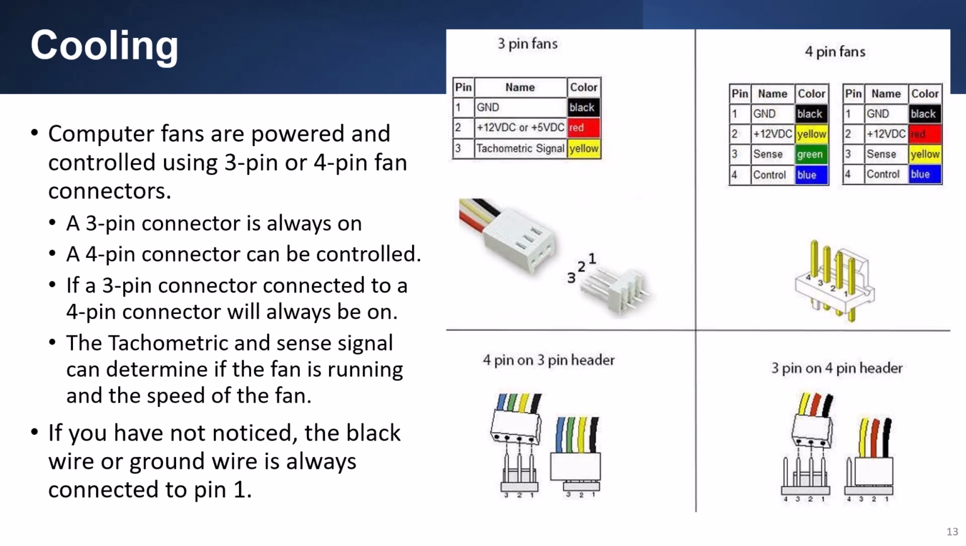Computer fans are powered and controlled using a 3-pin or 4-pin fan connector. A 3-pin connector is always on, while the 4-pin connector can be controlled and turned on only when it is needed or to adjust the speed of the fan. The 3-pin and 4-pin connectors also have a tachometric or sense signal, which will determine if the fan is running and the speed of the fan. If you have not noticed, the black wire or ground wire is always connected to pin 1.